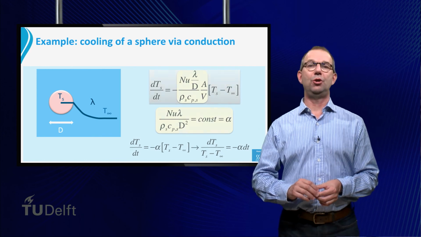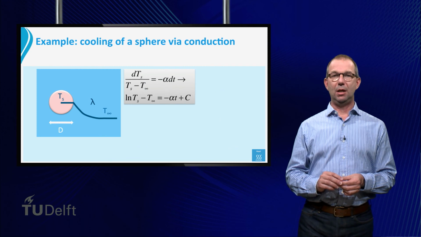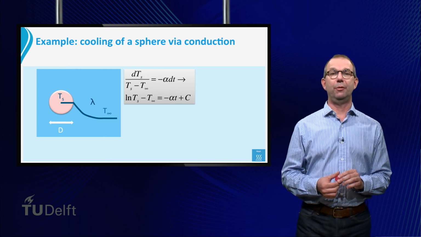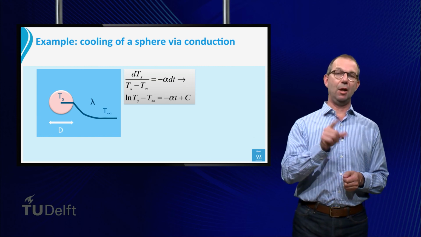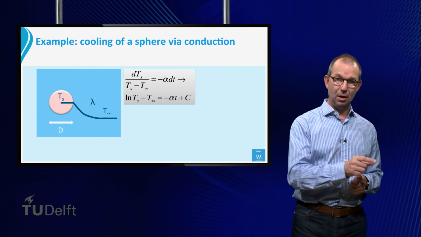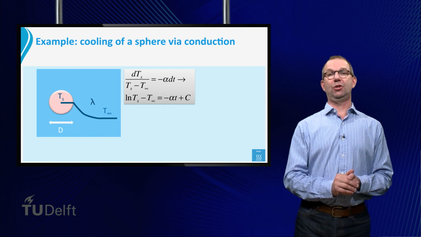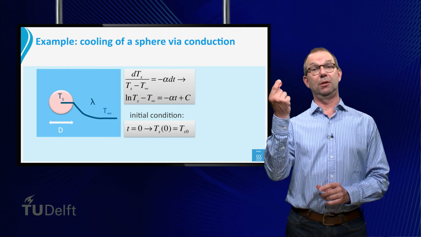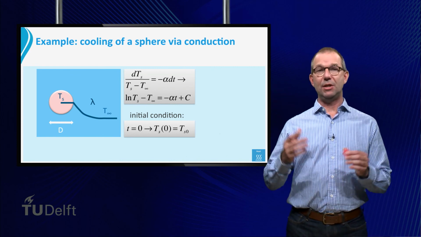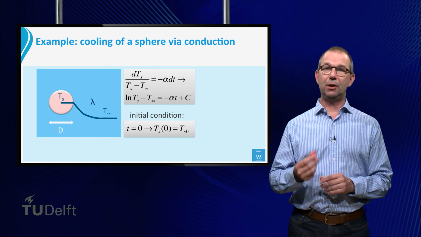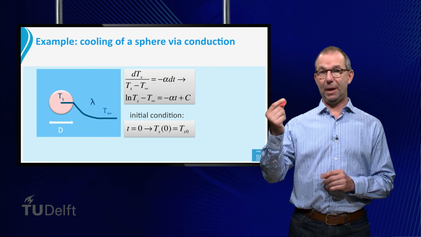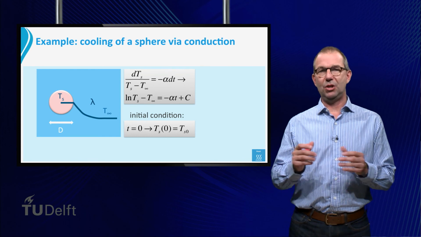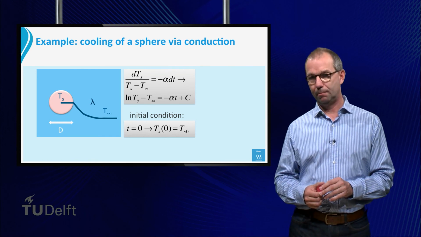The general solution of this equation is that the natural logarithm of the temperature difference is equal to minus alpha times t plus an integration constant. This constant can be found from the initial condition of the sphere. That is, at t equals 0, the sphere had a temperature T_s0, which is some given number that we in this example do not further specify.